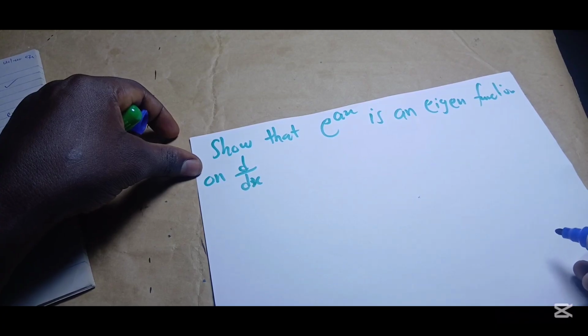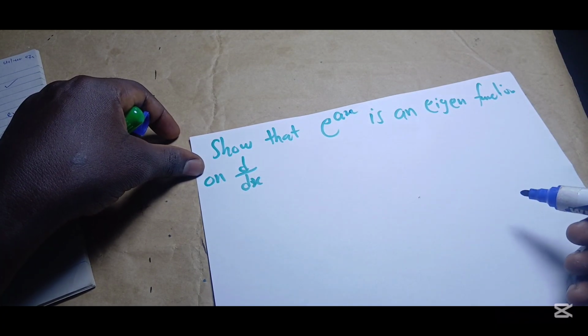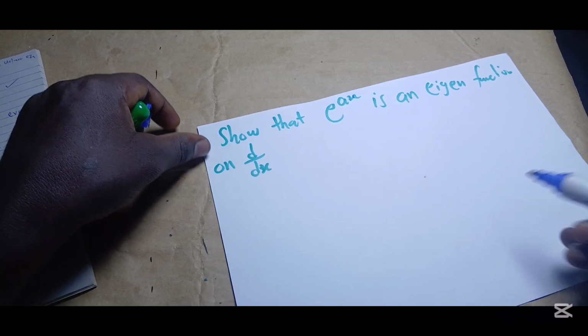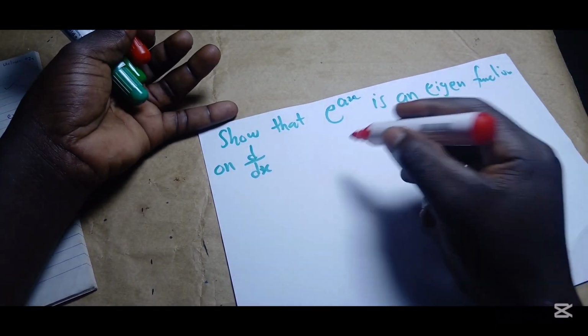Show that e to the power ax is an eigenfunction of d/dx. Solution.